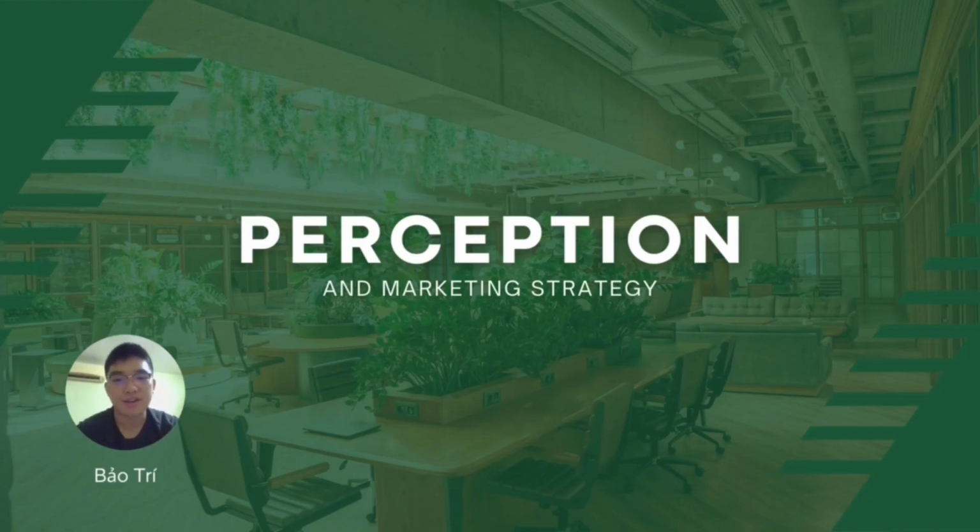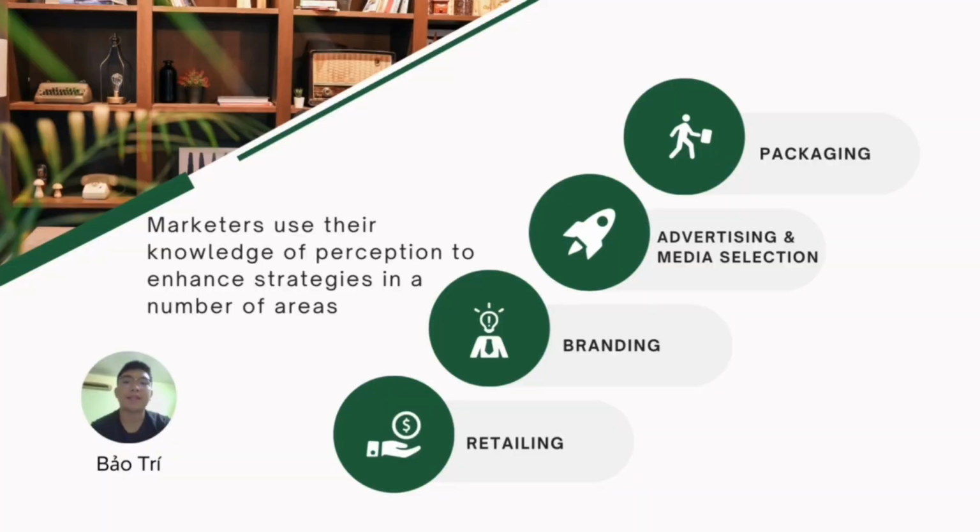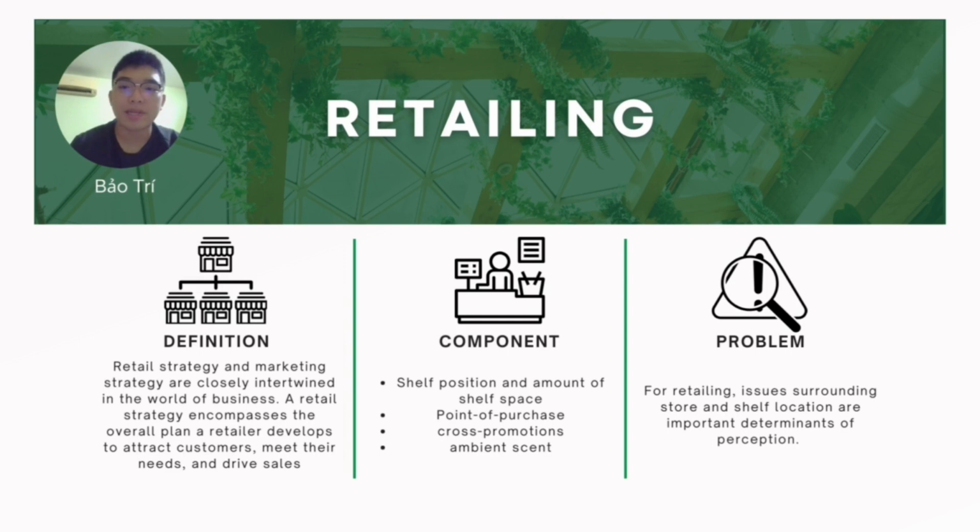Next is the perception and marketing strategy part. Marketers use their knowledge of perception to enhance strategies in a number of areas, including retailing, branding, advertising, media selection, and packaging. First, to talk about retailing, retail strategy and marketing strategy are closely intertwined in the world of business. A retail strategy encompasses the overall plan a retailer develops to attract customers, meet their needs, and drive sales.